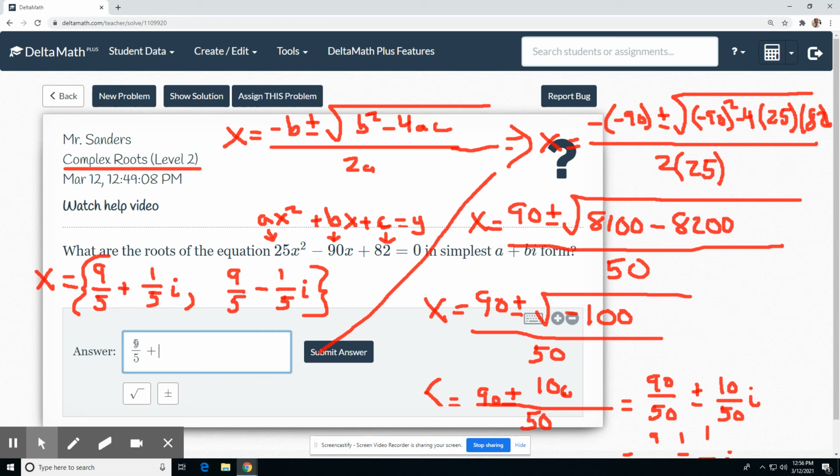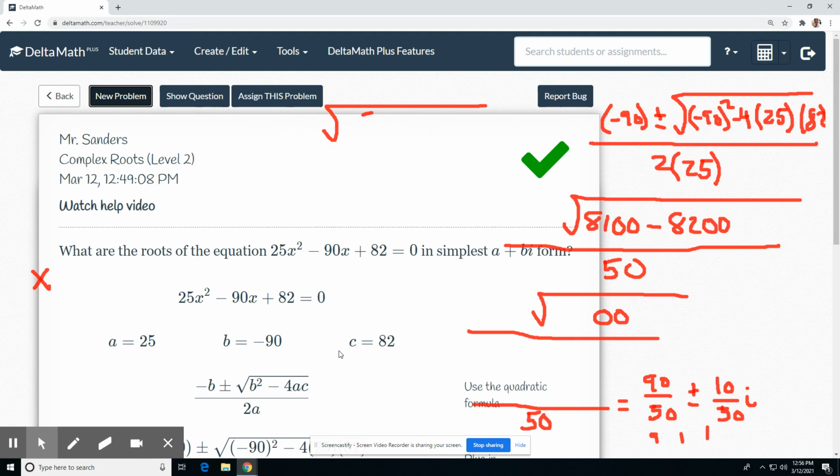plus or minus 1 divided by 5 i. All right, looks good.